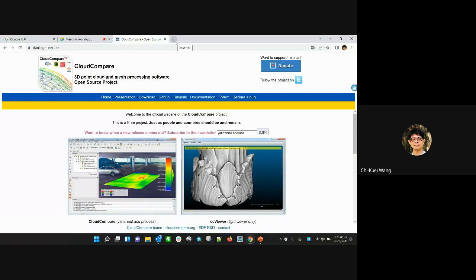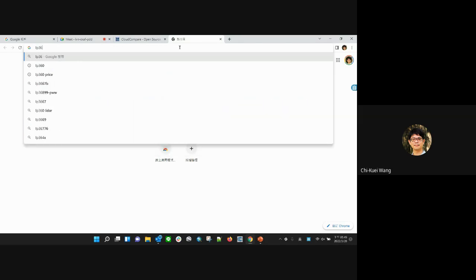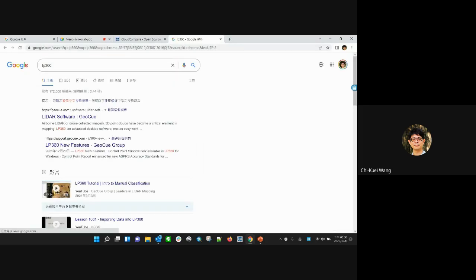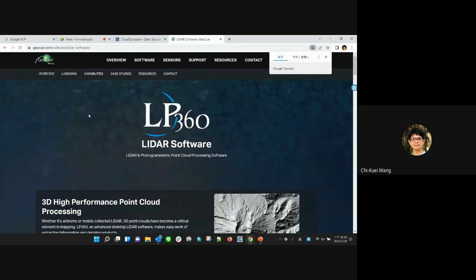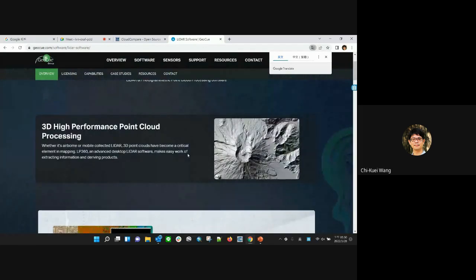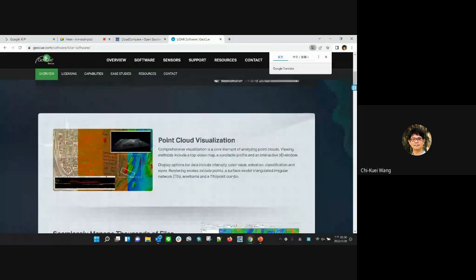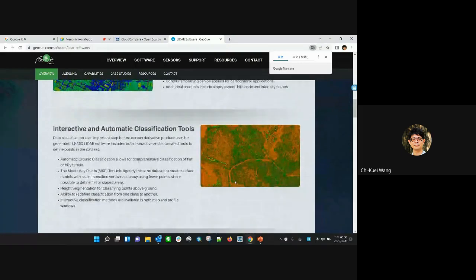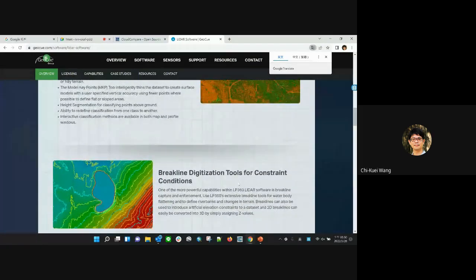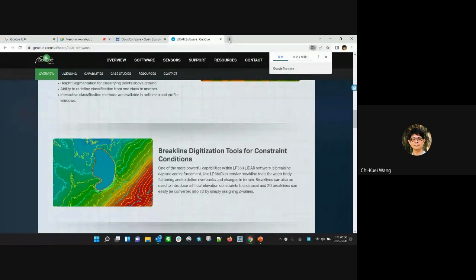It's totally free. For commercial software, what I use is LP360. I find it easy to use for myself, especially I like the straightforward control of the software. It integrates very well with ArcGIS. This means you need to have an ArcGIS license and then an LP360 license, so that actually costs some money.